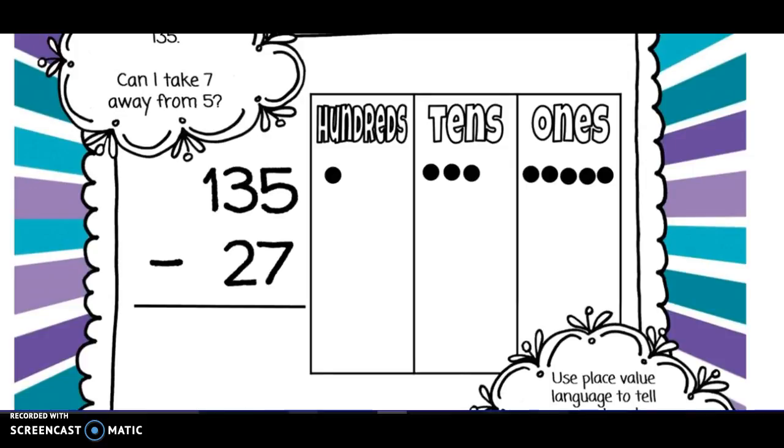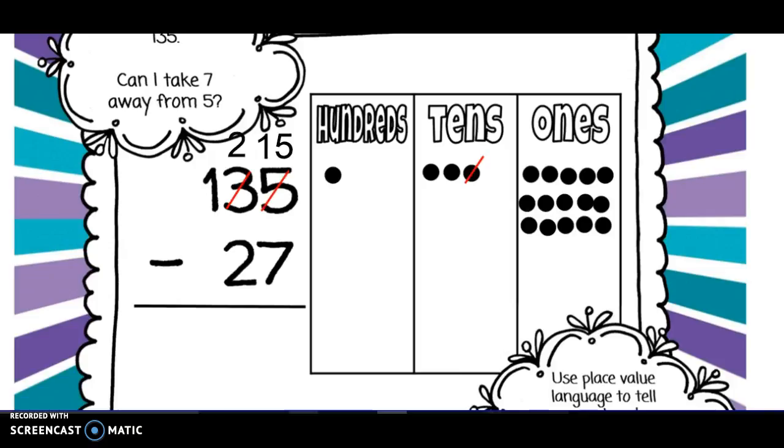Your beginning place value chart should have 1 hundred, 3 tens, and 5 ones. I have to ask myself, can I take 7 ones away from 5 ones? Well, the answer to that is no, I cannot. So what I need to do next is I'm going to unbundle one of my tens and put those 10 ones into the ones place, and that's going to give me 15.